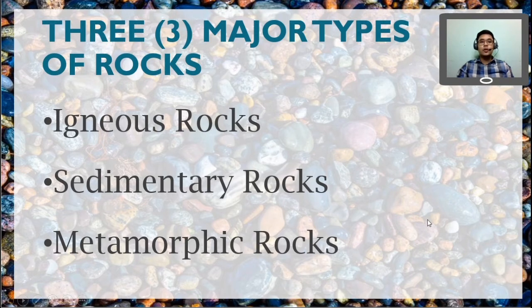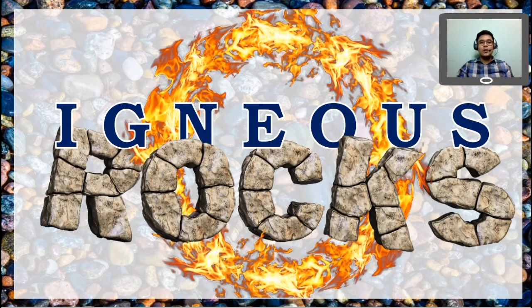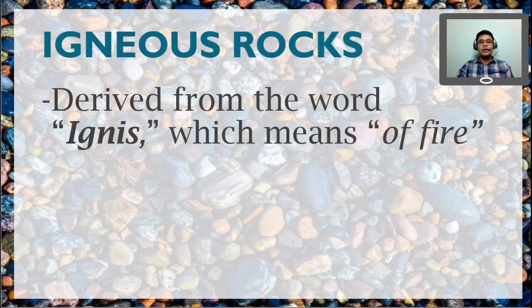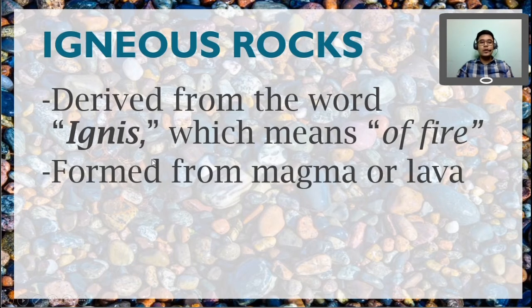For this video tutorial, we are going to discuss the first major type of rock, which is the igneous rocks. So what are igneous rocks? The word igneous was derived from the word ignis, which means of fire. Apoy. Okay, so sa apoy ba sila nanggaling? Well, the answer here is this: because igneous rocks are formed from magma or lava.